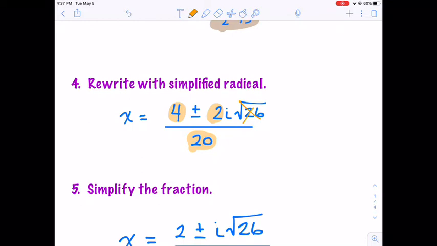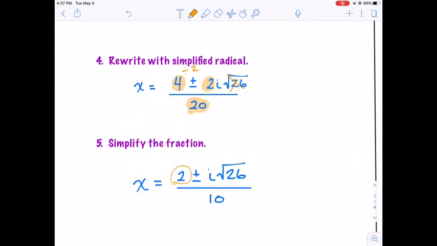Is there a number that goes into all 3 of those? Yes. 2 goes into 4 and into 2 and into 20. So I'm going to divide all of them by 2. 4 divided by 2 gives me 2 right here. 2 divided by 2 gives me 1, so I just have 1i left with the square root of 26. And 20 divided by 2 gives me 10 right here.